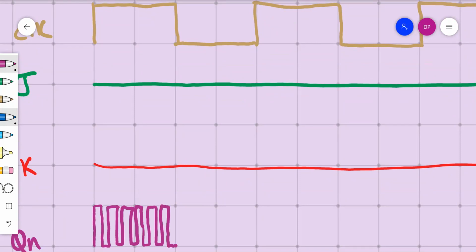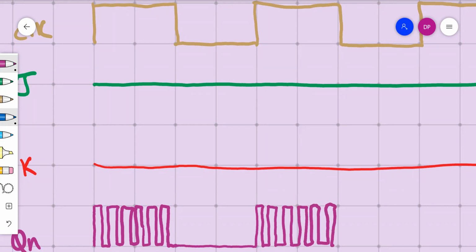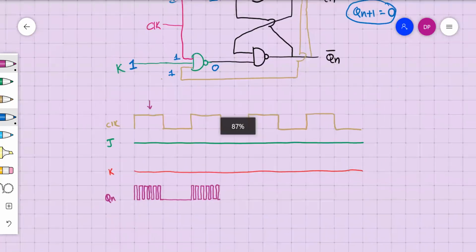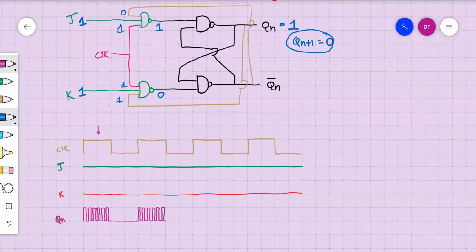Right. Now, what will happen when clock is zero? When clock is zero, it will act as memory. Whatever is the previous state, it will continue. You can see, continue up to this point. Again, what happens? 0 1 0 1 0 1. This is called as the race around condition. This is called as the race around condition of JK flip flop.